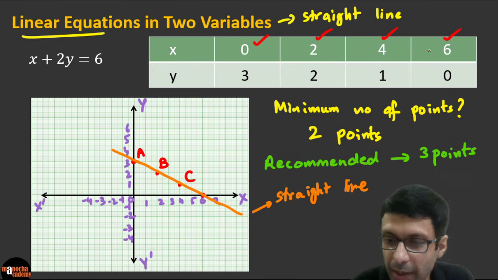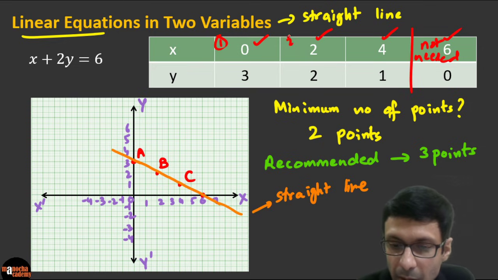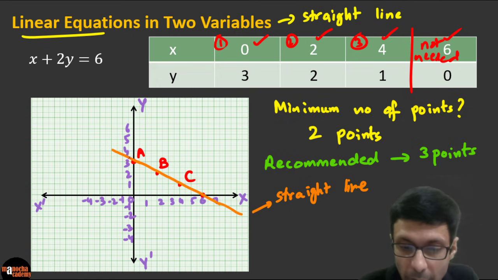Okay. So we don't need this last point. So this last point will not be needed. Okay. So we can go just till 3 points here. So 1, 2, 3. Why? Because we will plot the line using the 2 points.